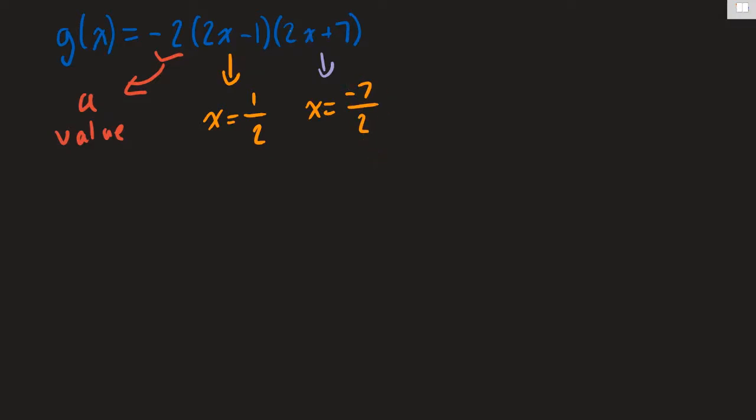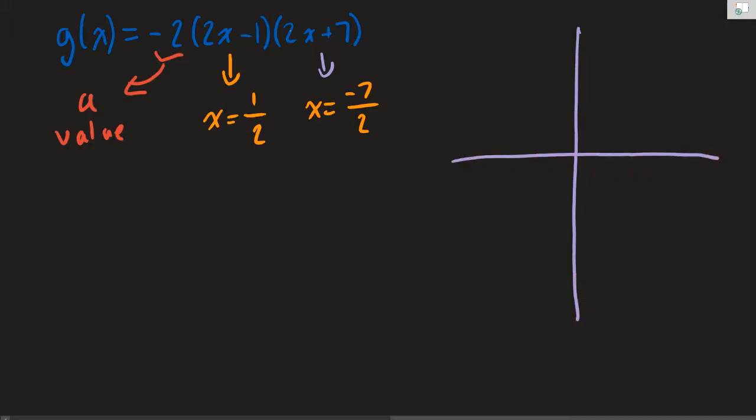So let's start our sketch. Maybe I'll do it on the right-hand side just to be different, with our x-intercepts, -7/2 and 1/2. All right, so now we need to find our vertex. So in this case, we actually need to average our 1/2 and our -7/2. And I'm going to show you guys the hard way to do it and the easy way to do it.